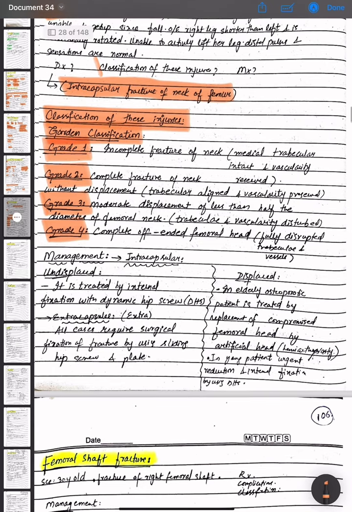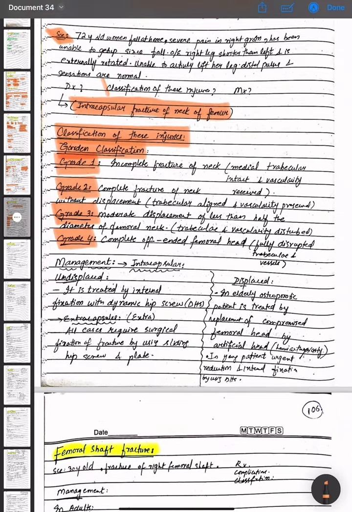When there is the complete fracture of neck without displacement, trabeculae aligned and vascularity preserved, then this is the grade 2 fracture. When moderate displacement of less than half the diameter of femoral neck is present and trabeculae and vascularity are disturbed, this is grade 3. Grade 4 is complete displacement of the femoral head with fully disrupted trabeculae and vessels. This is the grade 4 injury.